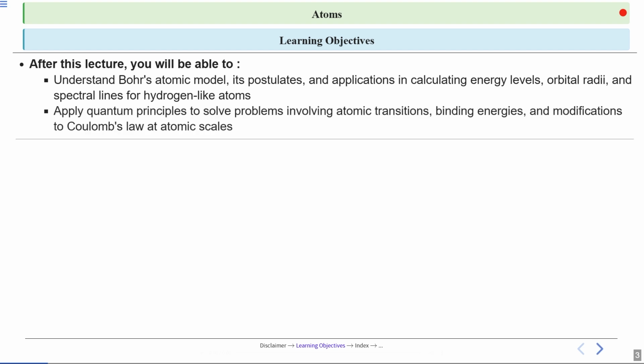Next, you will be able to apply quantum principles to solve real problems. This includes understanding atomic transitions when electrons jump between energy levels and calculating the energy absorbed or released. You will learn about binding energy, which is the energy needed to remove an electron from an atom, and see how Coulomb's law sometimes needs to be modified at very small atomic distances.